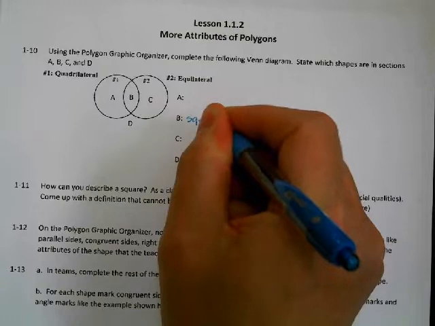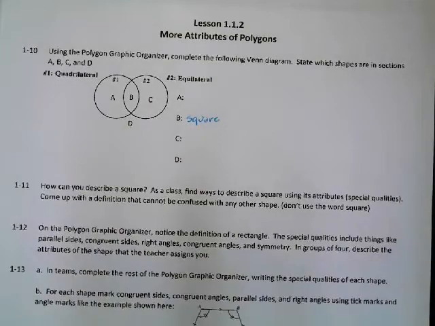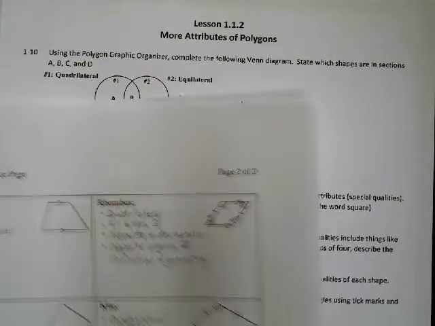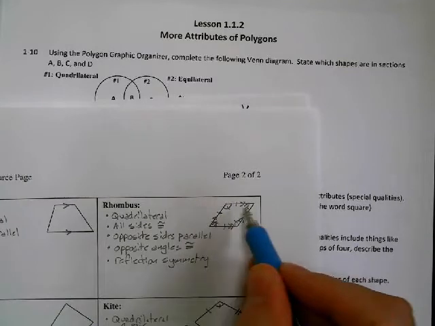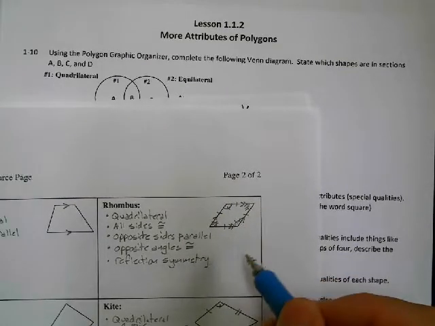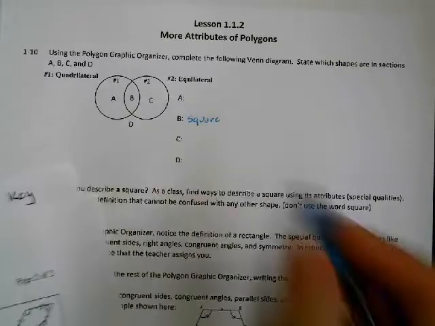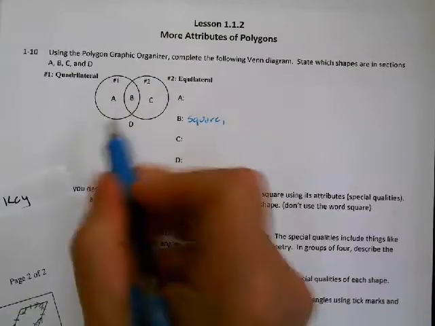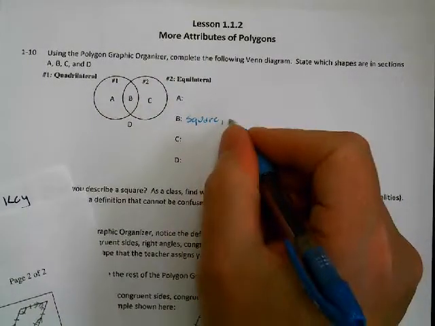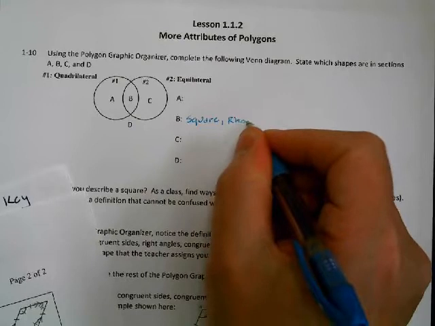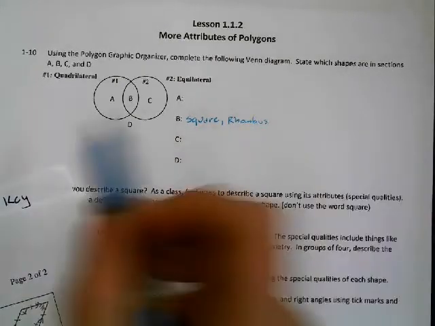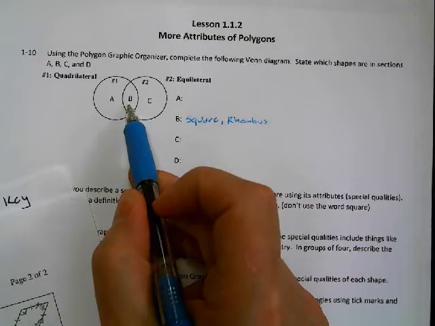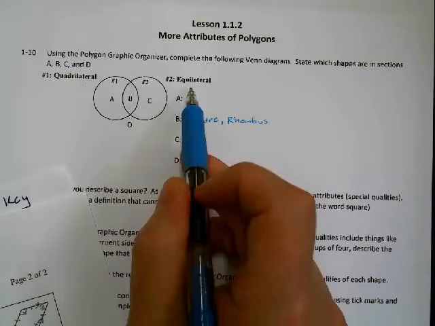But there's one other shape, hopefully you remember it. It was the rhombus. A rhombus is also 4-sided, and all the sides are congruent to each other, making it equilateral. So square and rhombus, those two, I have to pay attention when I write rhombus, I always misspell it. Those two satisfy both conditions. They are quadrilaterals and they are equilateral.